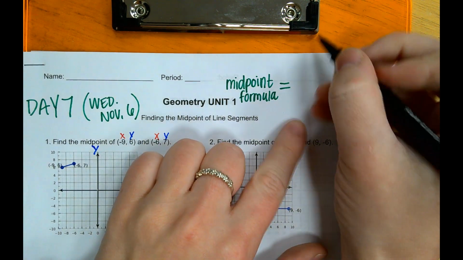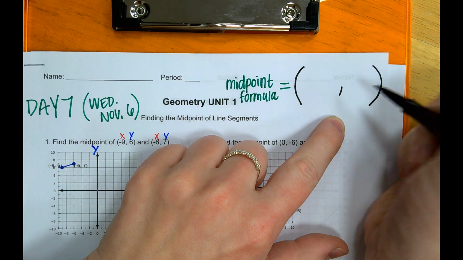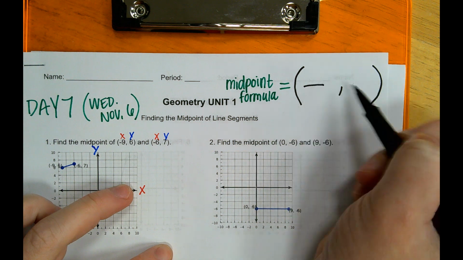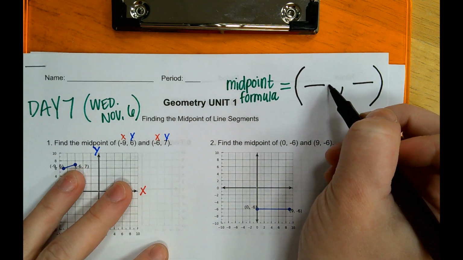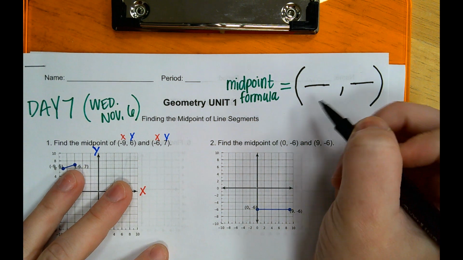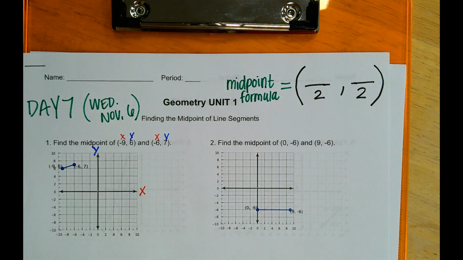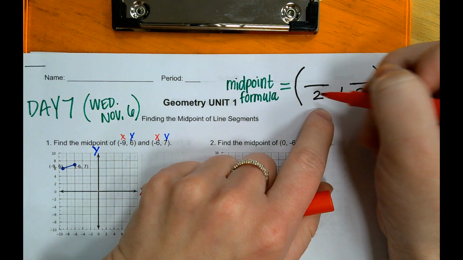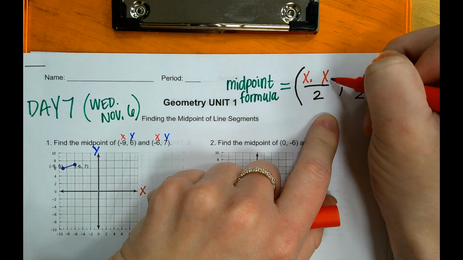And when we're finding the midpoint, our answer is always going to be a coordinate. So I'm going to make a big open set of parentheses like this. And then I know I'm going to be dividing things by 2. So I'm also going to make little fractions in here. So divide by 2, divide by 2. And then at the top of the first fraction, I'm going to put x1 plus x2.